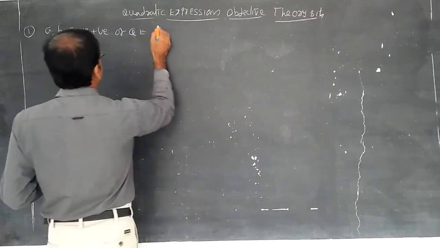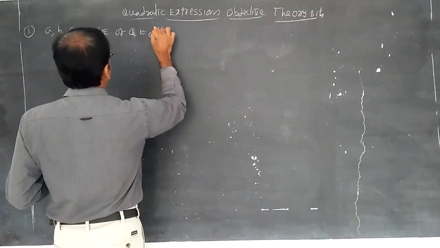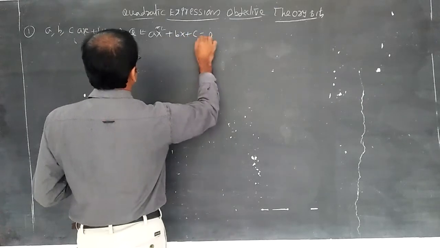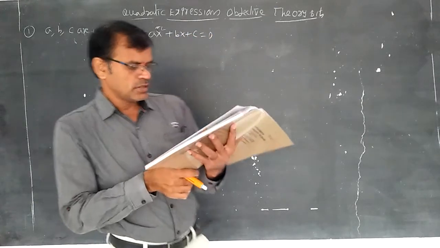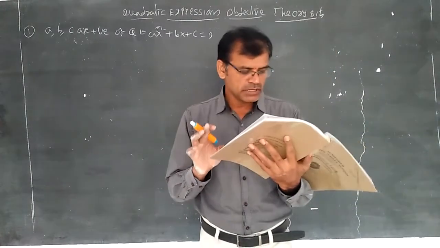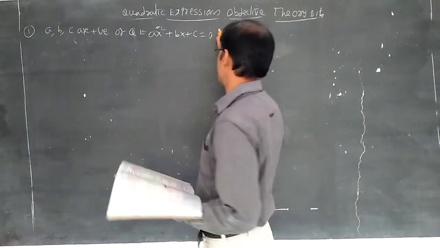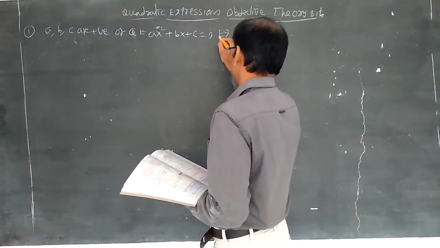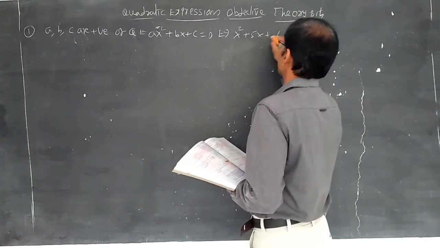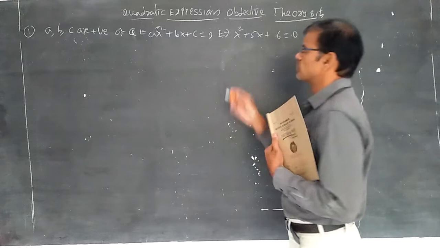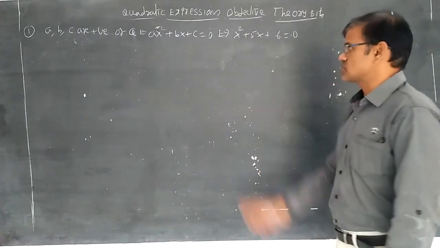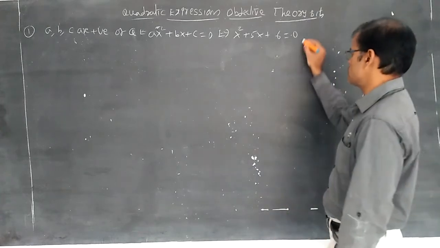For a quadratic equation ax square plus bx plus c equal to 0, where A, B, C are positive, he is asking what the roots are. We can understand this with an example. Take x square plus 5x plus 6 equal to 0, a simple example. A means 1, B means 5, C means 6. A, B, C, everything is positive.